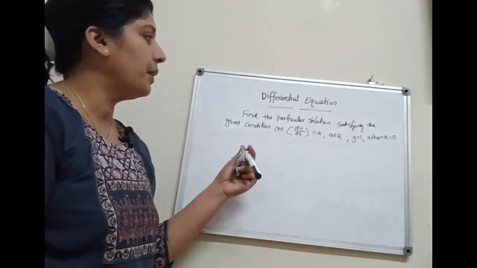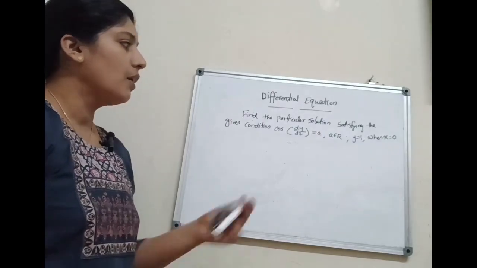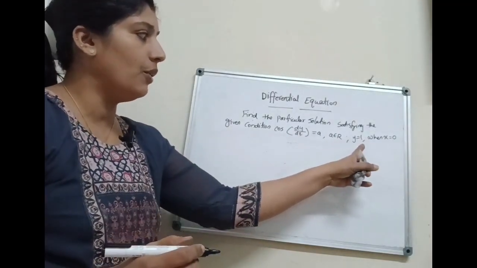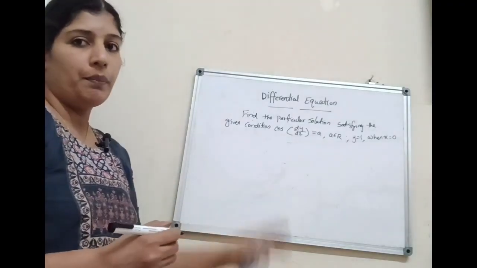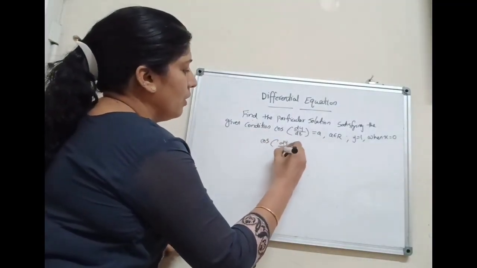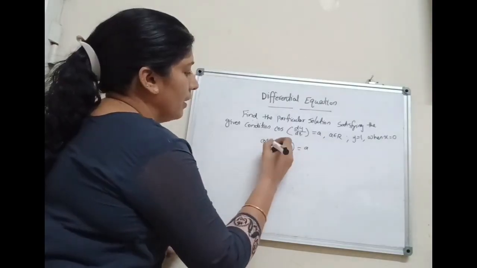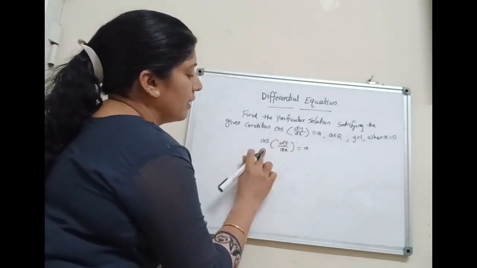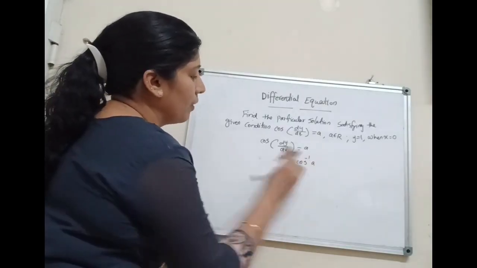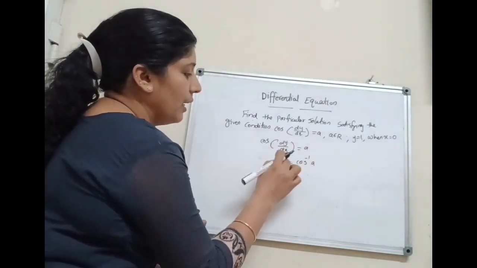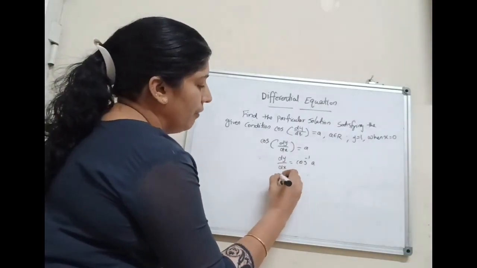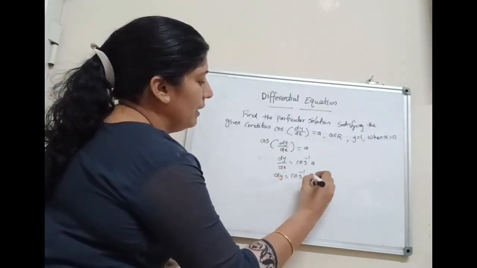Next question: find the particular solution satisfying the given condition. cos of dy by dx equals a, where a belongs to the real numbers, y equals 1 when x equals 0. Find the particular solution. Here, given cos of dy by dx equals a. Therefore, dy by dx equals cos inverse of a. Next, dy equals cos inverse of a dx.